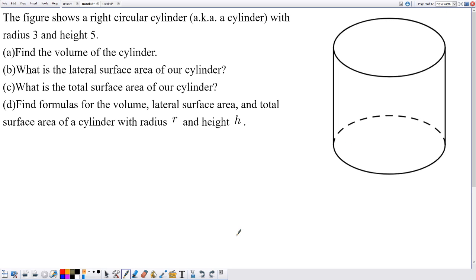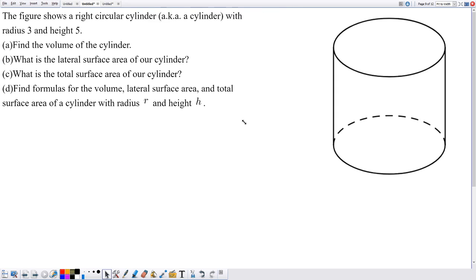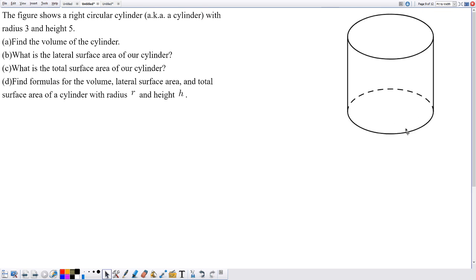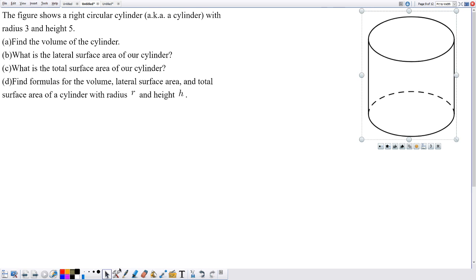Hello again. So, now that we have learned a little bit about cylinders in general, let's solve a practical problem. The figure on the right shows a cylinder with a radius of 3 and a height of 5.